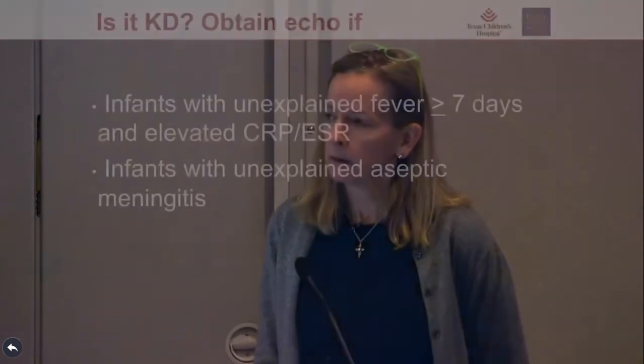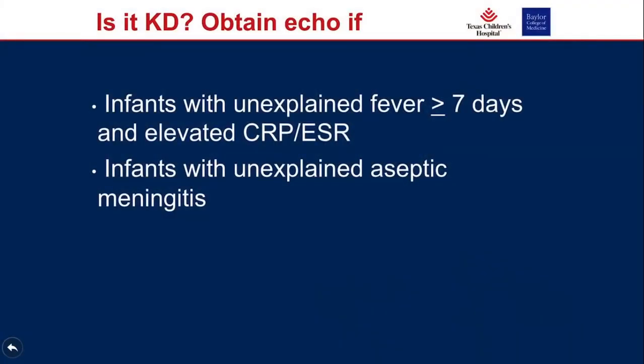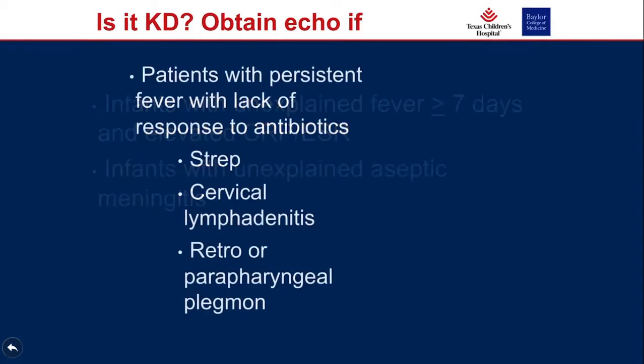But I was going to just highlight a few clinical circumstances in particular that I think are worth considering for obtaining echoes, and maybe ones that we don't always think about. So one is infants who have unexplained fever of at least 7 days and elevated inflammatory markers. Another group are patients of any age, actually, with persistent fever and lack of appropriate response to antibiotics, including those for strep, cervical lymphadenitis, or those who have this nonspecific inflammation or phlegmon in the retropharyngeal area.